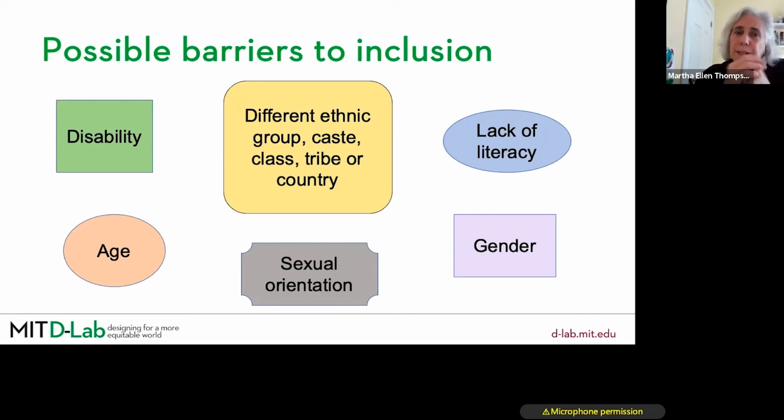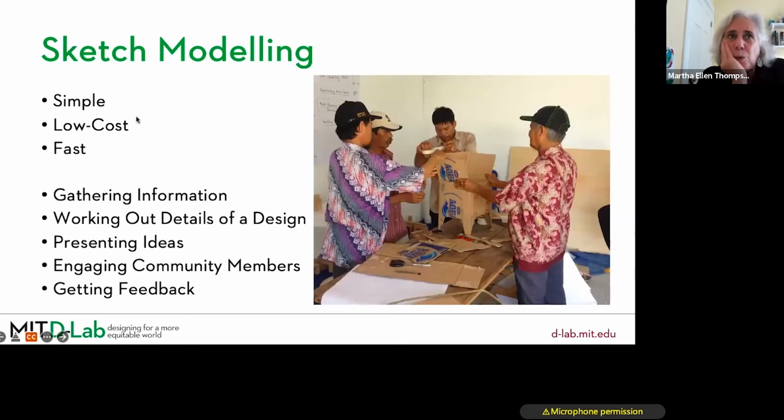So when we look at putting together a co-creation summit or a participatory design activity, we're trying to look at what the possible barriers to inclusion could be. And one of the ones that we often find can be lack of literacy or difference in education. So we have a method that we use called sketch modeling, and we feel that that's a really good tool to work with as a way of really promoting inclusion. Amy?